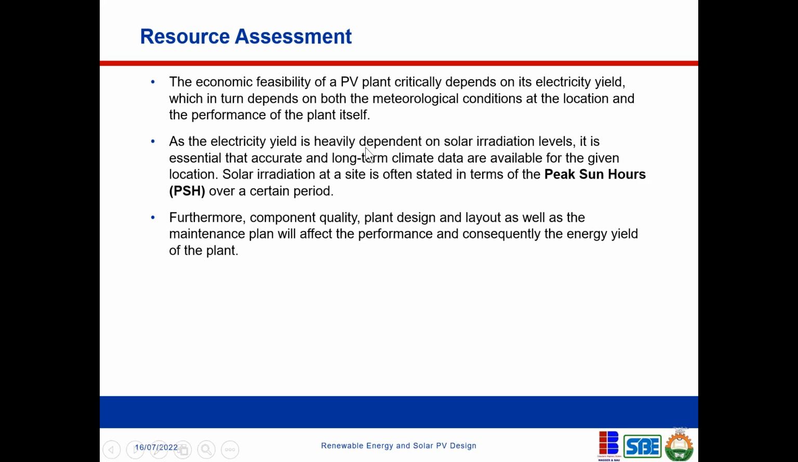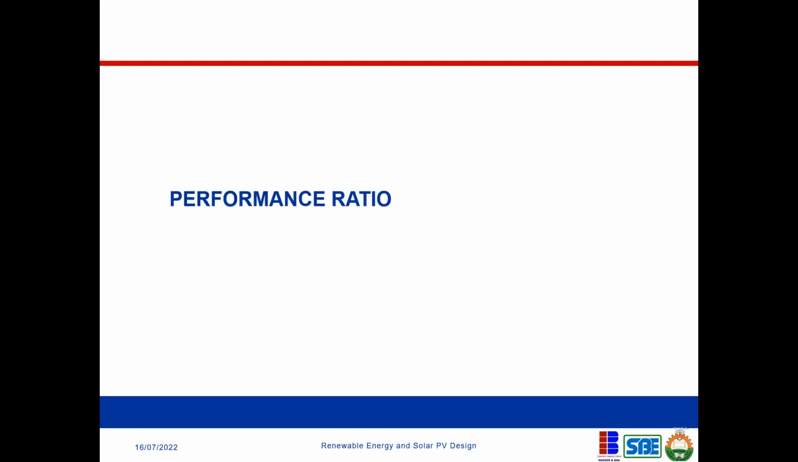As the electricity yield is heavily dependent on solar irradiation, we already know this. It is essential that accurate and long-term climate data are available for the given location. Solar irradiance at a site is often stated in terms of peak sun hours. This peak sun hour is just a simple way to enable designers to calculate the amount of energy that can be gotten from their project. I will come back to this peak sun hours with an illustration, but for now, let's just talk about performance ratio.